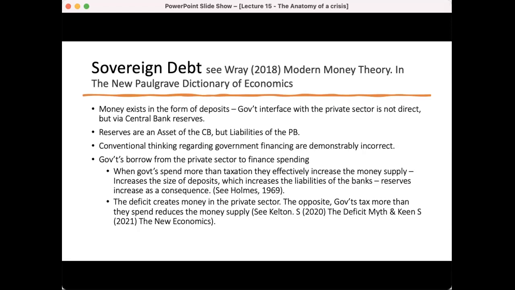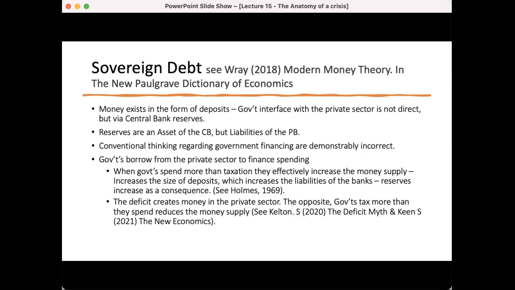Now, there is a view that it is the reserves of the banks that drives their activities. Now, we've flipped that relationship, and actually it's the deposits of the banks that drives their reserves. Okay, reserves come latterly. Now, that was actually outlined in a paper by Holmes, who was the director of the Federal Bank of St. Louis in 1969, which basically said that bank business activity is not driven by their reserves. And that's important to remember. So the deficit creates money for the private sector.